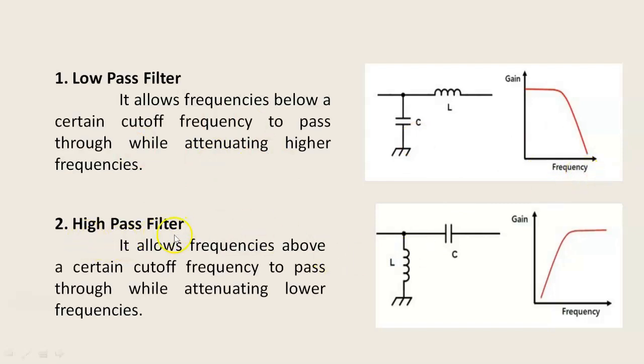Then high pass filter. It allows frequencies above a certain cutoff frequency to pass through while attenuating lower frequencies. It is also used to eliminate DC offset or low frequency interference from the signal. This is the magnitude characteristics of high pass filter.